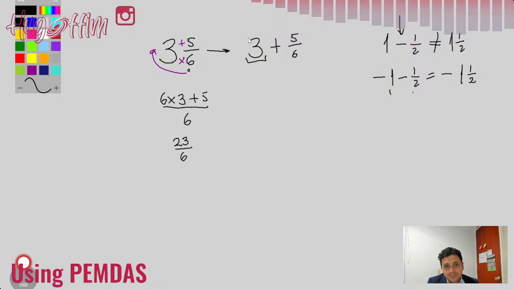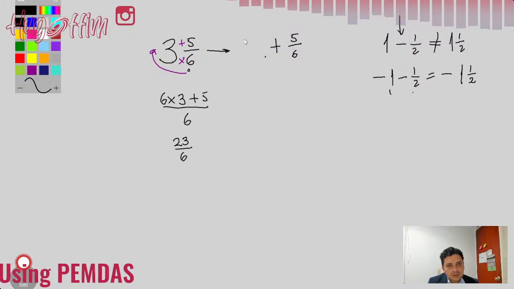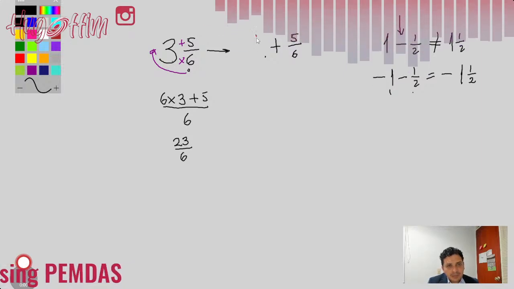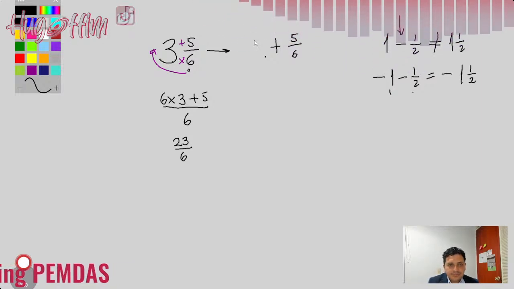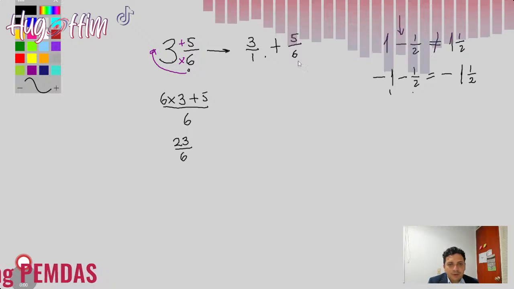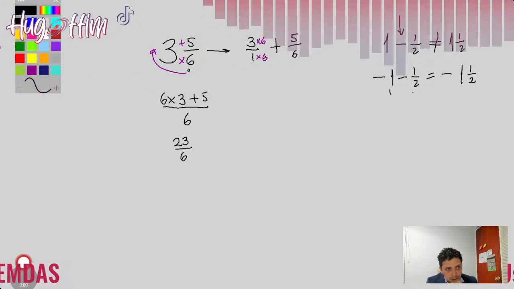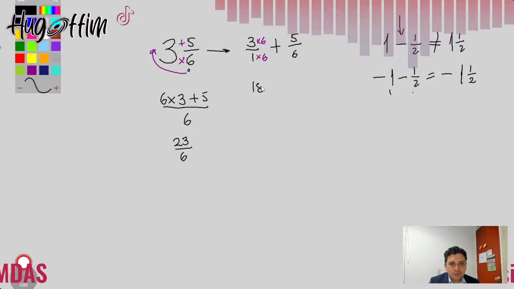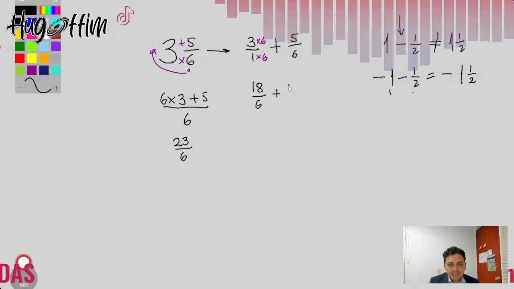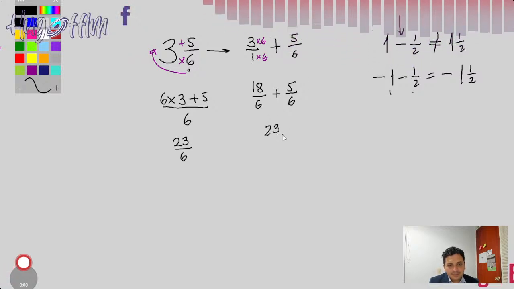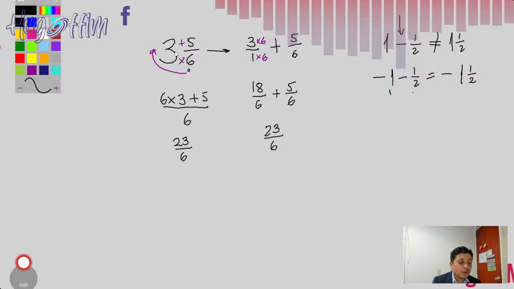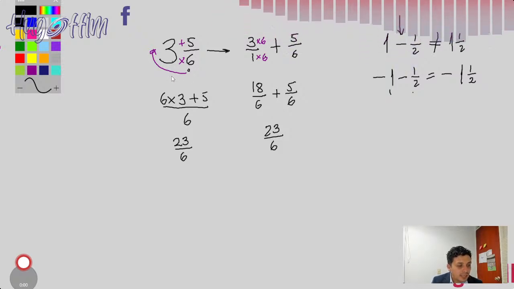Because this 3 can be seen as 3 over 1. And if I want a common denominator, I need to multiply by 6. And this is going to be 18 over 6 plus 5 over 6. Look, this is what I'm doing here: 6 times 3, 18, plus 5. This is the way to see how you convert mixed numbers into fractions.